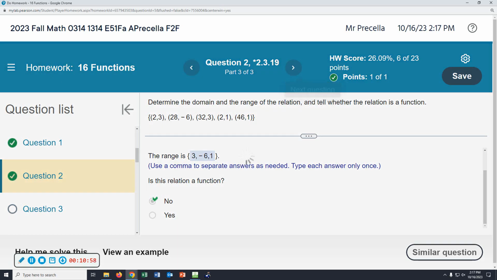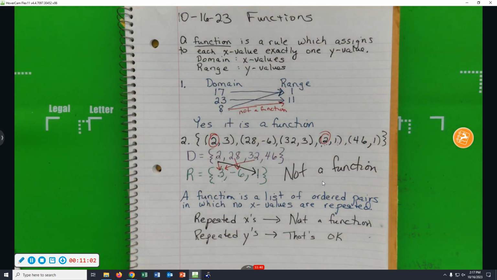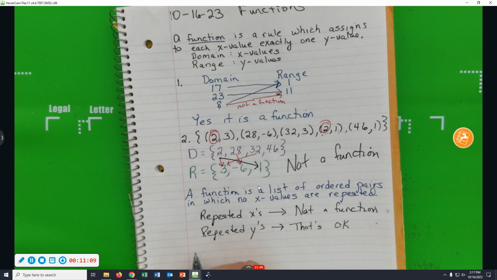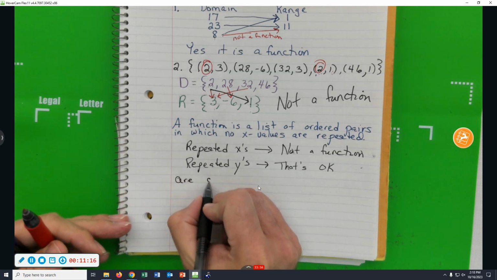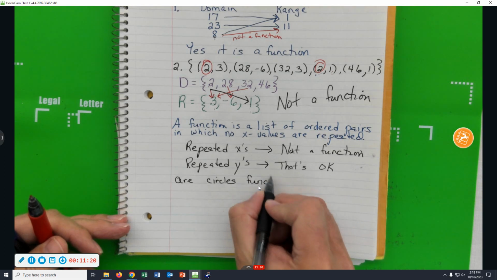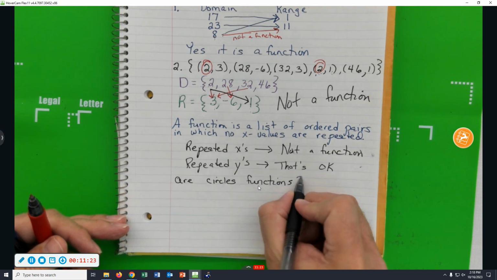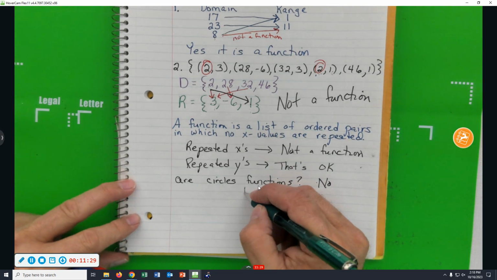Now, with that idea of no repeated x values, we've been graphing. Let's think about a graph, and I have a question for you. Are circles functions? And that's right. No, okay. I didn't expect that to be so fast. But let's think about why that would be.